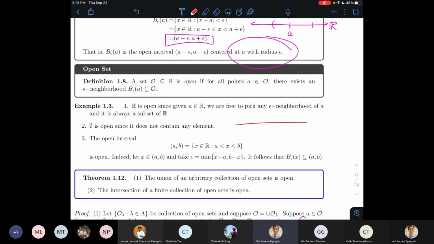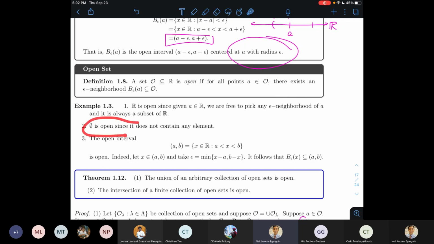Lagi siyang open kasi ito naman yung set R. Obviously, kumuha ka ng kahit anong real number, kahit anong epsilon neighborhood, kahit papalakihin mo si epsilon, lagi siyang subset ni R. So, ibig sabihin, si R on itself is an open set. Okay? Now, another example is the empty set.